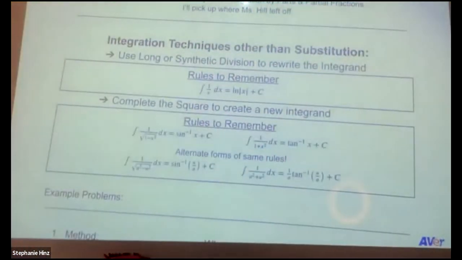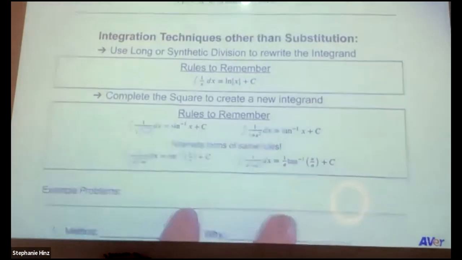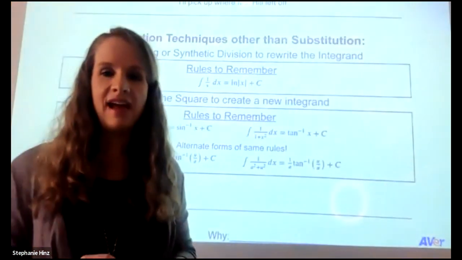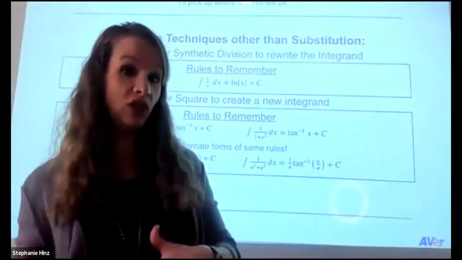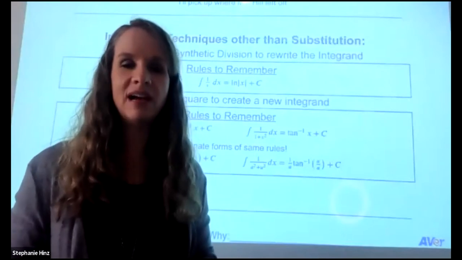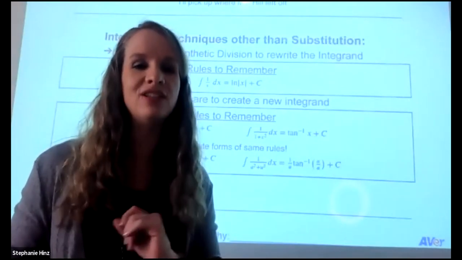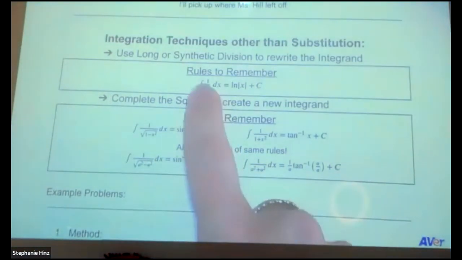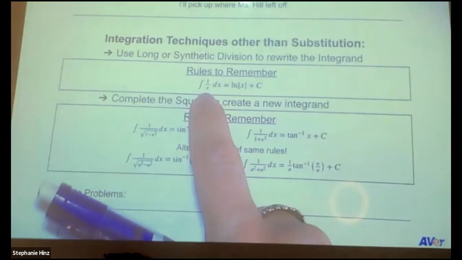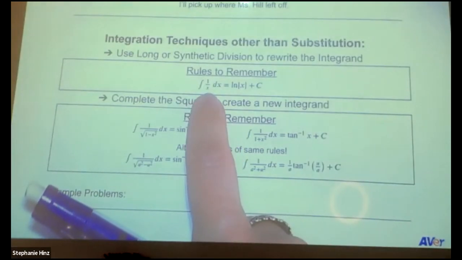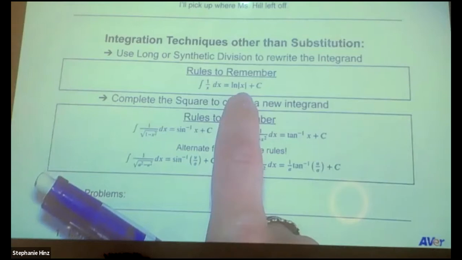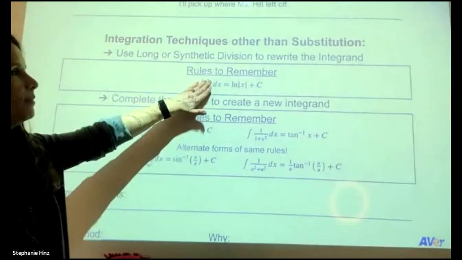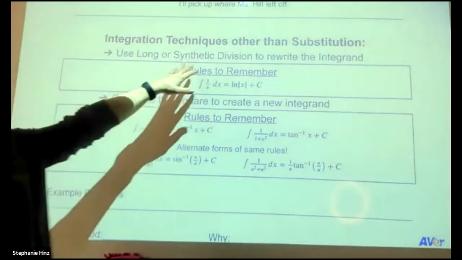So here we go. Integration techniques other than substitution. I'm going to assume that everyone has done a U substitution at this point, and so some of the things that we do will require a U substitution, but we've got a couple other techniques that are specific to BC that we're going to be using. A couple of rules you need to remember: the integral of 1 over x dx is natural log absolute value of x, plus c. We're going to use that, and that will become important when we're using long or synthetic division to rewrite the integrand.